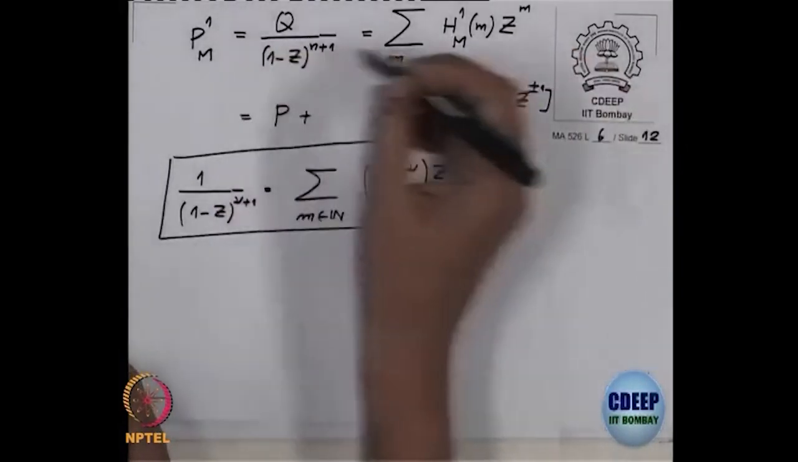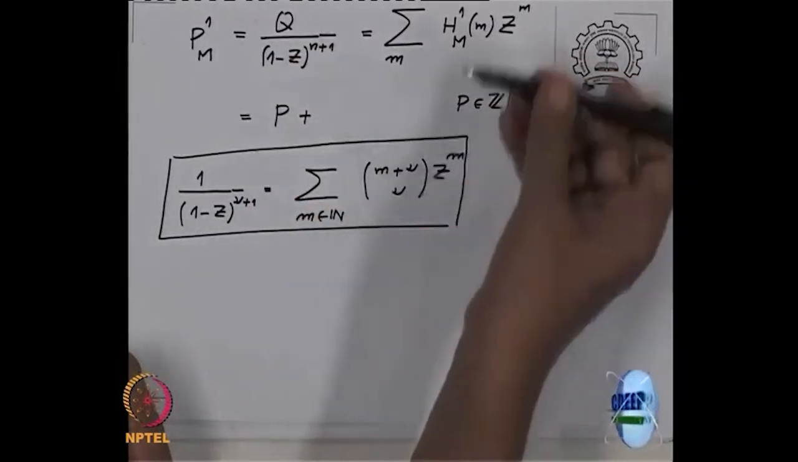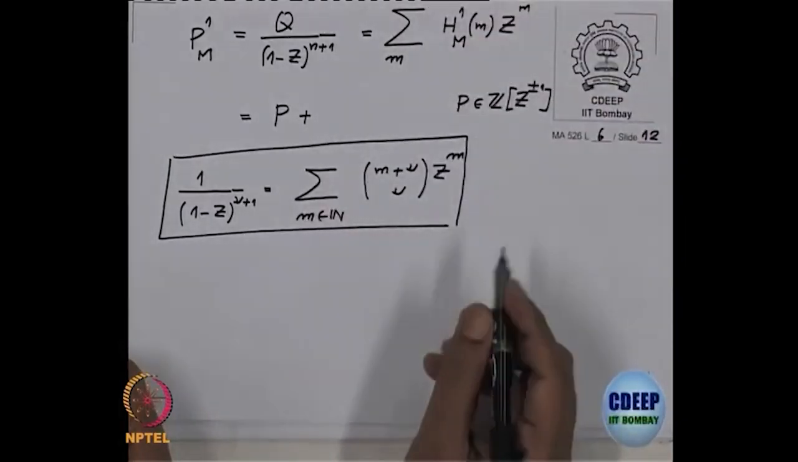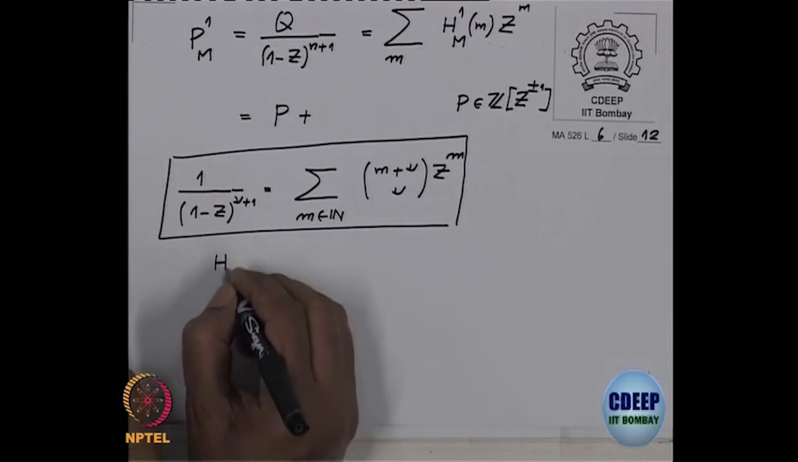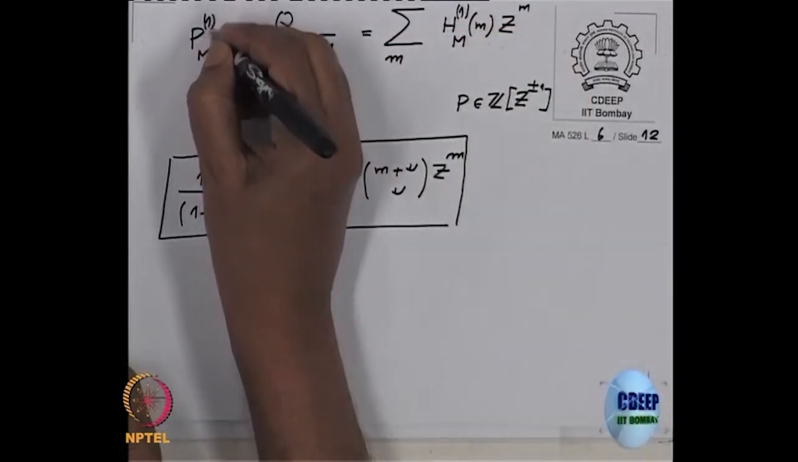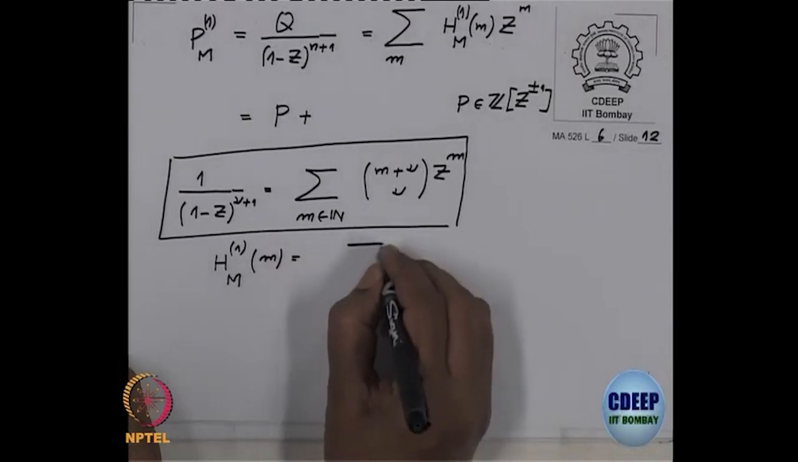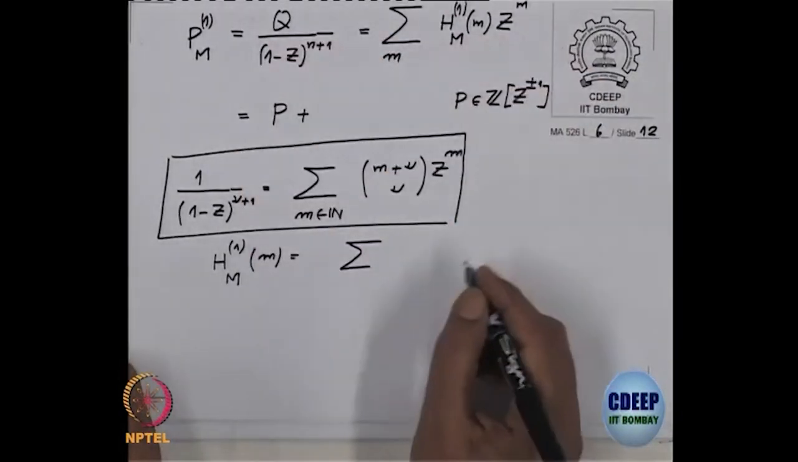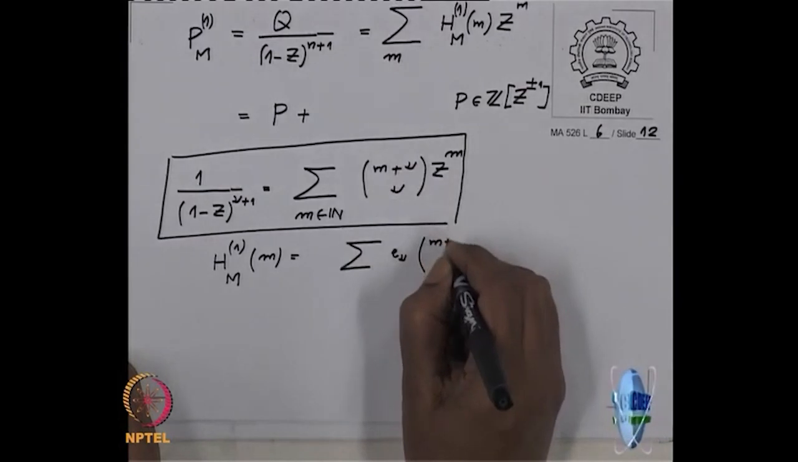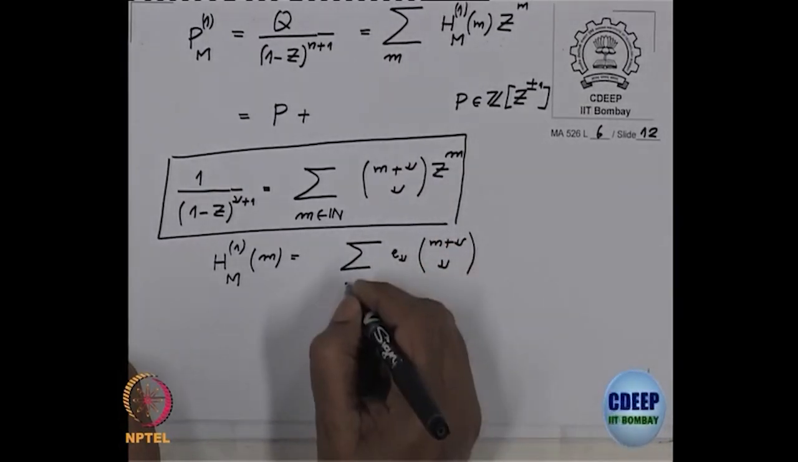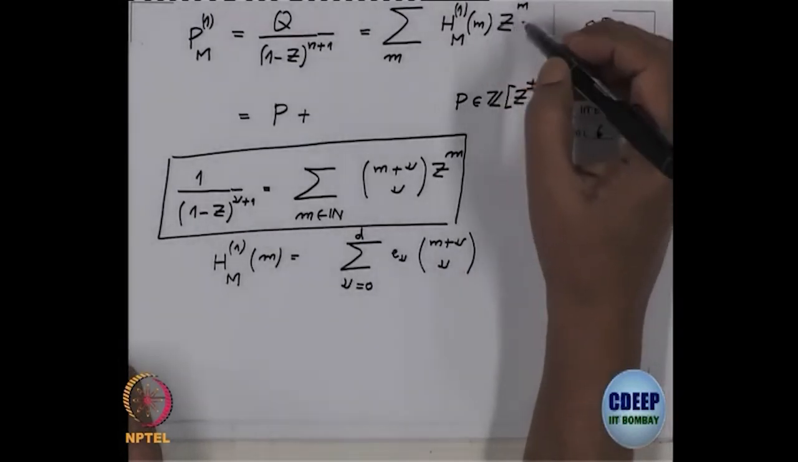So, what will I get? After that I will compare the coefficients of z to the power m, because when I write this formula I will get a power series, and then I compare the coefficients. So, what will the coefficients be? They will look like this: H_1(M, m) is a sum of some integers times the coefficient (m plus nu choose nu), and this sum runs from nu equal to 0 to some bound, because it is a power series.